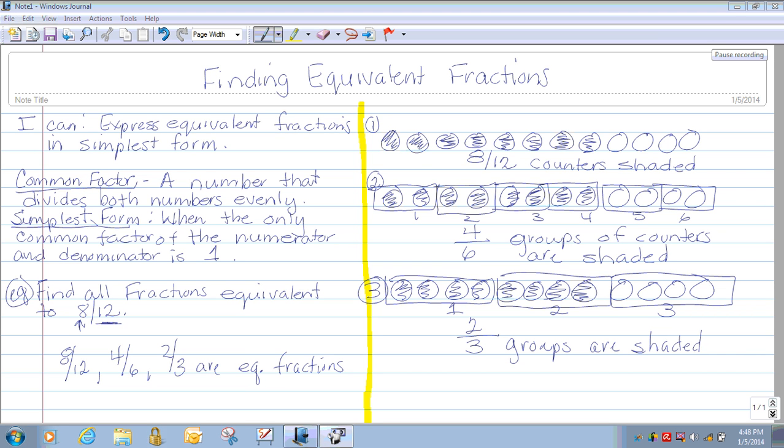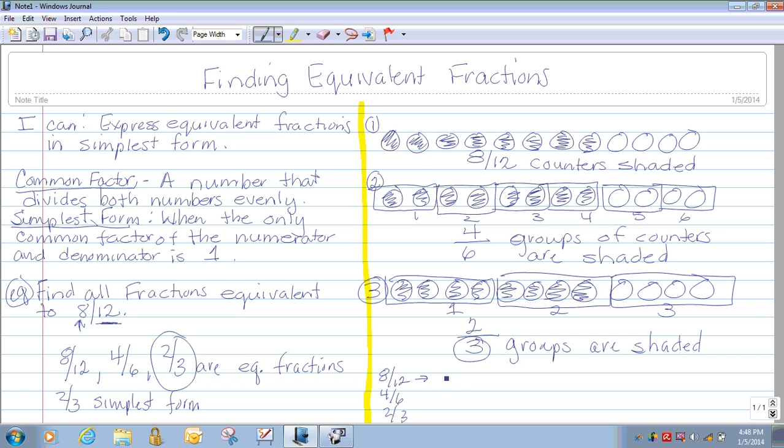So I next want to ask myself, which one is the simplest form? Well, we look at this in a couple ways. Since 2/3 has the fewest amount of parts, because there's only 3, we know that 2/3 is the simplest form. We could also look at it this way. We have 8/12, 4/6, and 2/3.